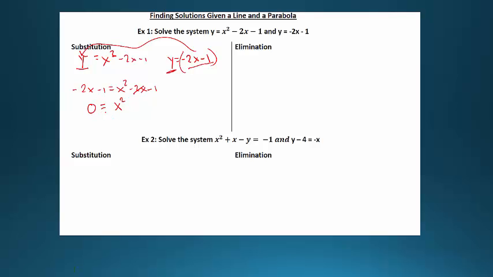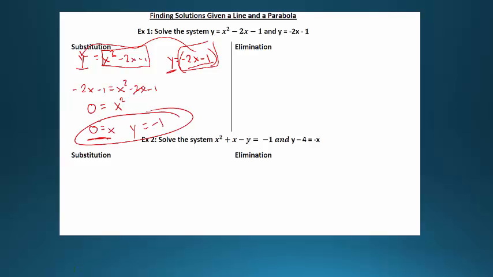So I'm left with 0 equals x squared. And if I square root both sides, I just get 0 for x. So I'm going to get one real answer. Now normally we'd be done, however, now you have to get me y. So you can take this 0 and put it into this equation or this equation. Either way, you're going to get negative 1. So 0, negative 1 is your one solution for that problem.